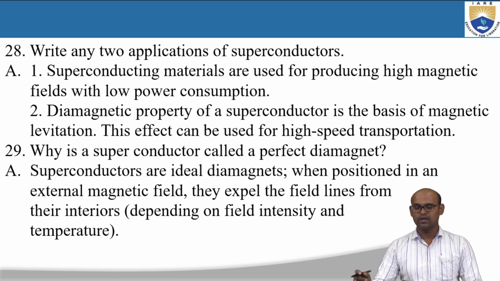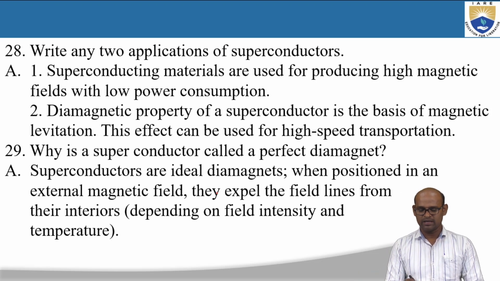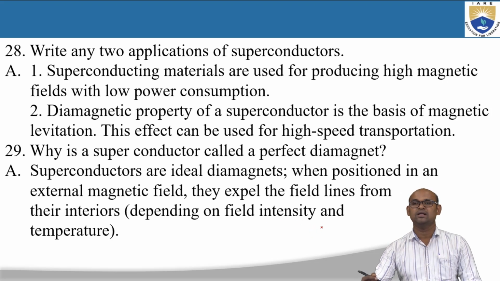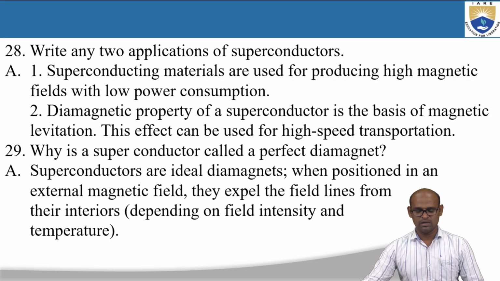Why is a superconductor called a perfect diamagnet? Superconductors are ideal diamagnets. When they are positioned in an external magnetic field, they repel the field lines from the interior, depending on field intensity and temperature. Diamagnetic materials are the ones which repel the external magnetic field. A superconductor also repels the magnetic field like a diamagnet. That is why we call a superconductor a perfect diamagnetic material, because it repels the applied magnetic field below a certain critical field.